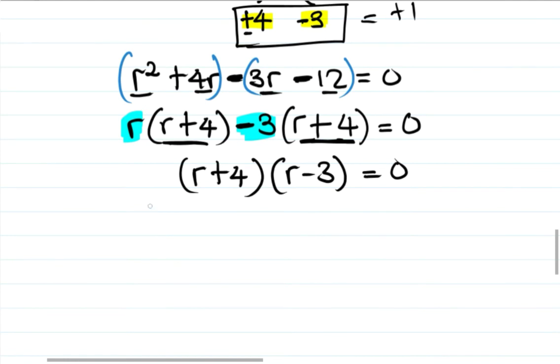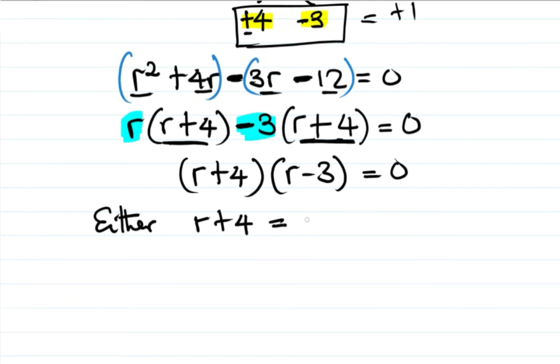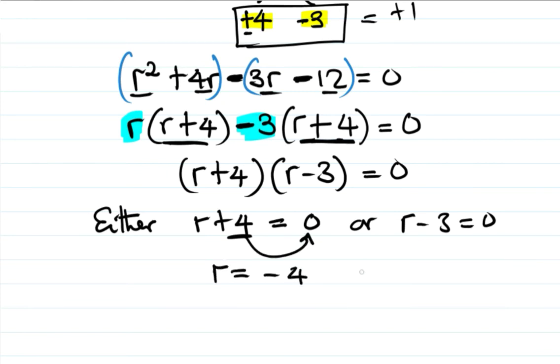Next, either R plus 4 is equal to 0 or R minus 3 is equal to 0. Then to find R, take this 4 to the other side, and it becomes negative, so R is equal to negative 4. Or take this 3 to the other side, and it becomes positive, so we get R is equal to 3.